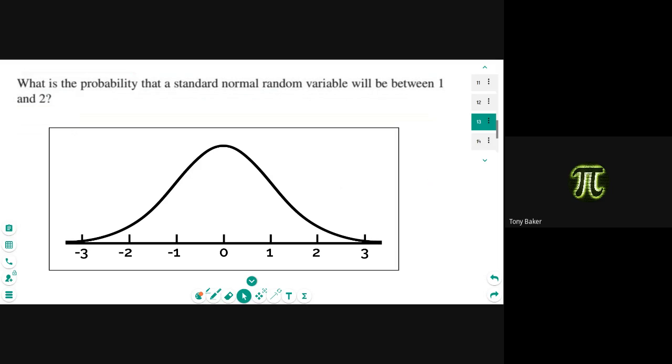What's the probability between 1 and 2? Well, yes, we had that little chart, but how can we use this to find it? Because yes, that chart's nice, but it's not exact. So we're looking between these two, right? So we're looking for this part right there.